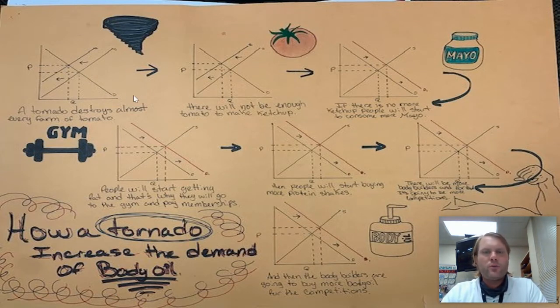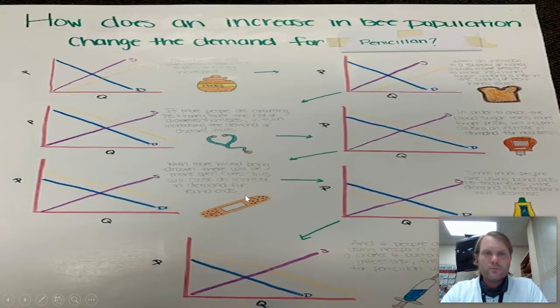Okay, so he starts with tornado. He goes through this process. And again, he might have had his rough draft checked 2 or 3 times, conversations with myself, and eventually he ends with body oil. Then you can say, how does a tornado increase the demand for body oil? Okay, let's look at a couple more here.